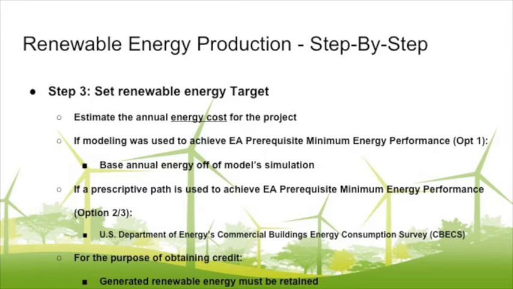In order to establish the required size of the renewable energy system, an estimate of the annual energy cost for the project is necessary. If modeling was used for EA Prerequisite Minimum Energy Performance, option 1, the annual energy cost should be based on the whole building simulation results. If a prescriptive path was used to achieve EA Prerequisite Minimum Energy Performance, option 2 or 3, then you must use the U.S. Department of Energy's Commercial Buildings Energy Consumption Survey, CBECS, for your estimate. To qualify for credit, the environmental benefits associated with generated renewable energy must be retained, or, if sold, purchased in an equivalent amount.